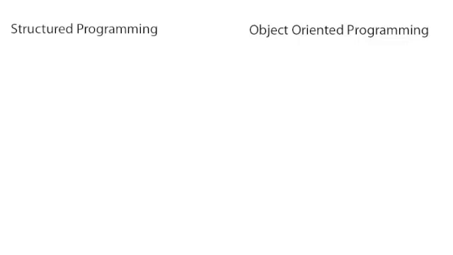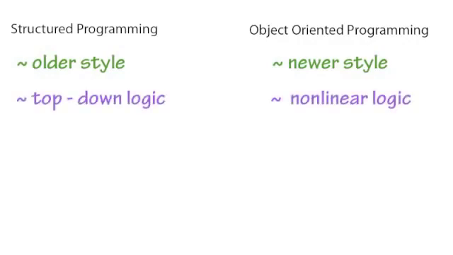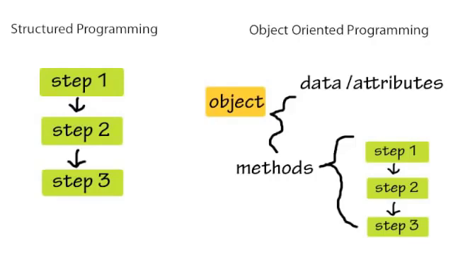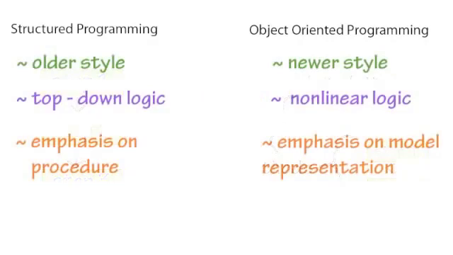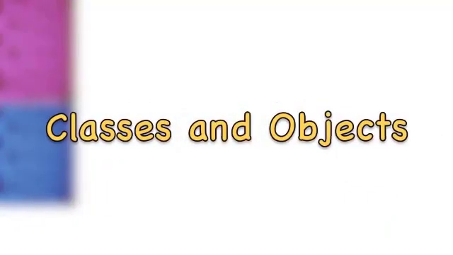So the difference between structured programming and object-oriented programming is that structured programming is older and it's more top-down logic than nonlinear. For example, in object-oriented programming, you can have function calls and the logic can go all over the place instead of just going from top to bottom. And structured programming is more concerned with procedure, while object-oriented programming is more concerned with representing models or objects. And structured programming is closer to assembly language, therefore it's lower in abstraction than object-oriented programming.